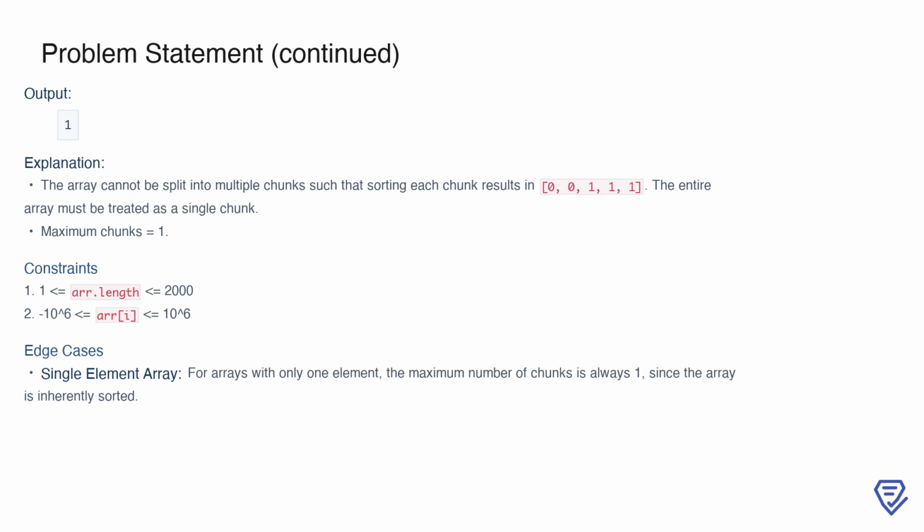Let's consider another example with the input array 1, 1, 0, 0, 1. Here, the output is 1. The explanation is that the array cannot be split into multiple chunks such that, after sorting and concatenating the chunks, we get the sorted array 0, 0, 1, 1, 1. The only way to achieve this is by treating the entire array as a single chunk and sorting it as a whole. This example demonstrates how overlapping or unordered values can constrain the number of chunks we can create.